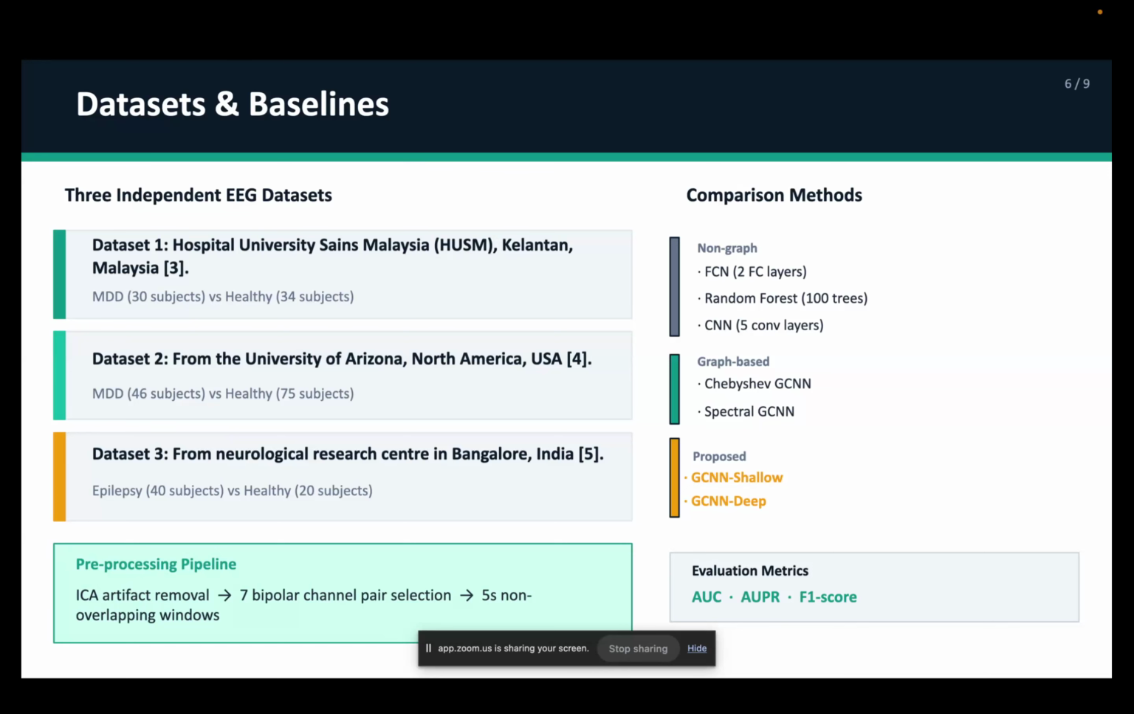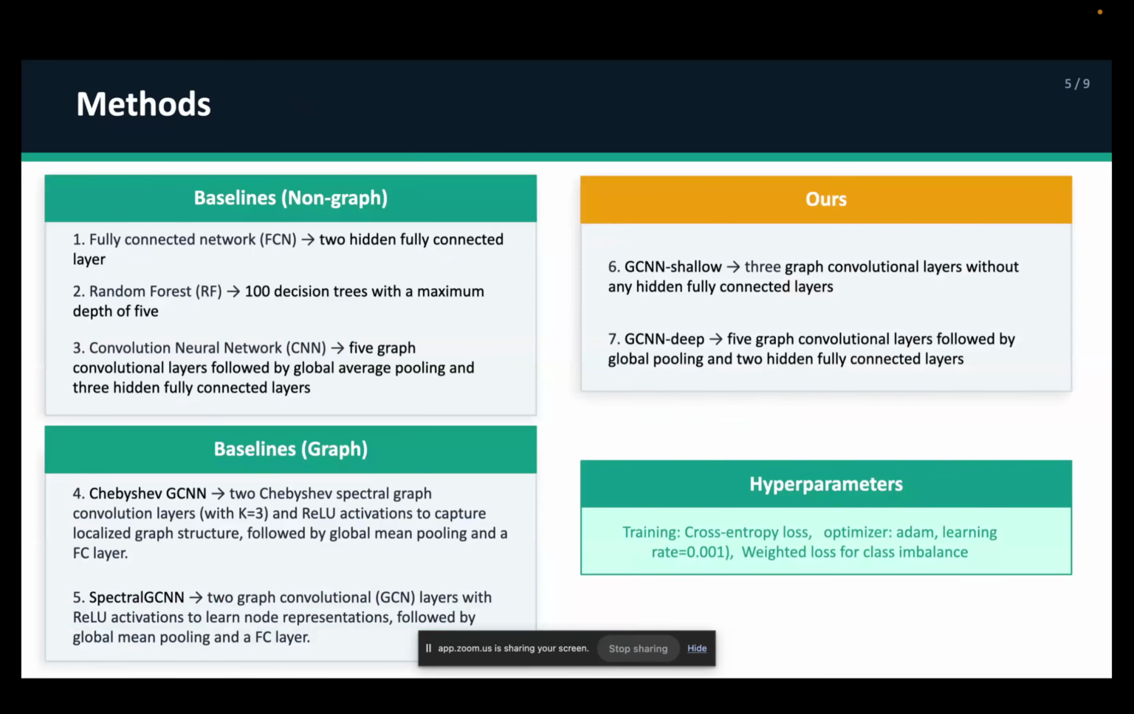So we compared our method across the baselines: fully connected network, random forest, convolution neural network, and for graphs, the graph convolution neural network and spectral GCNN. And for ours, we propose GCNN shallow, which contains 3 convolution layers without any hidden fully connected layers, and GCNN deep with 5 graph convolution layers, followed by global pooling and 2 hidden fully connected layers. These are the hyperparameters of our work.